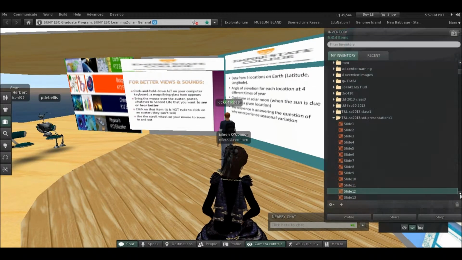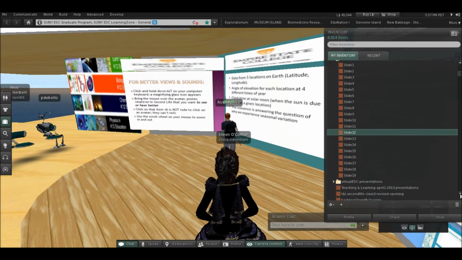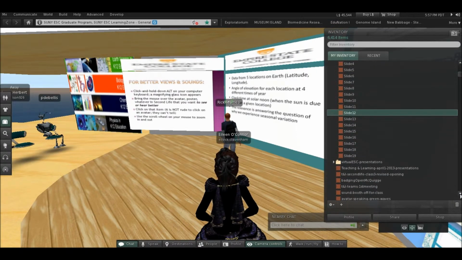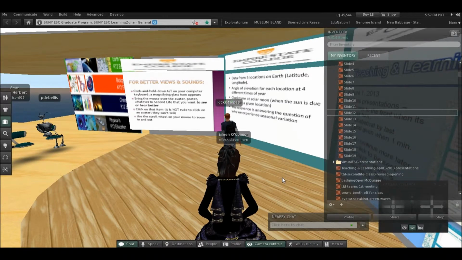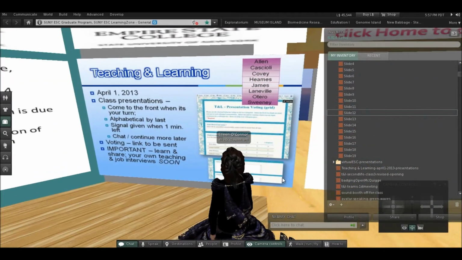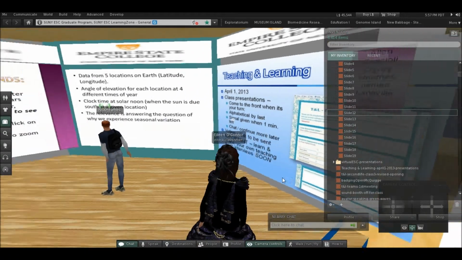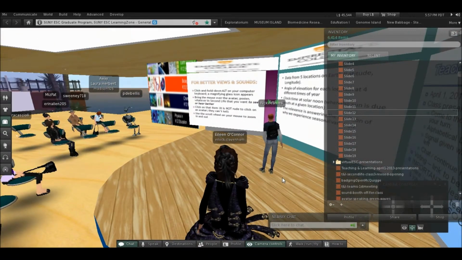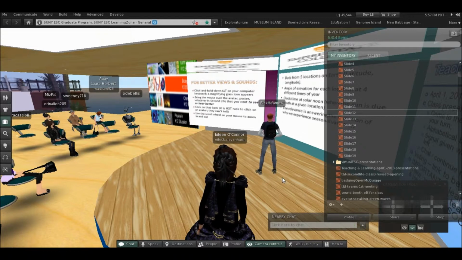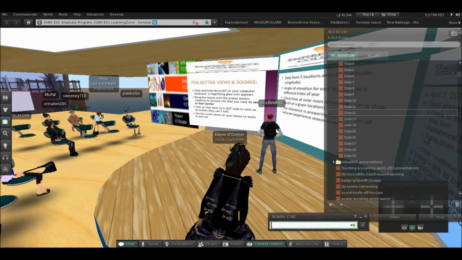They're going to get some information as far as the angle of elevation for each location at 4 different times of the year. So those are going to be the vernal and autumnal equinoxes, and then the solstices for both summer and winter. And also the clock time at solar noon. Solar noon is when the sun is due south from a given location. And there's actually a cool website where they're going to go to where they enter in the location of each city, and all this information pops up. All they do is change the date.